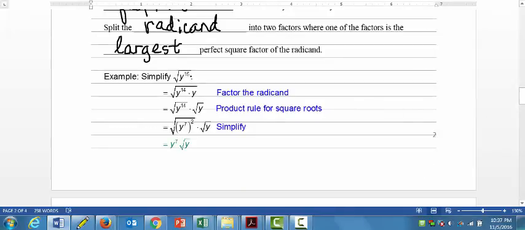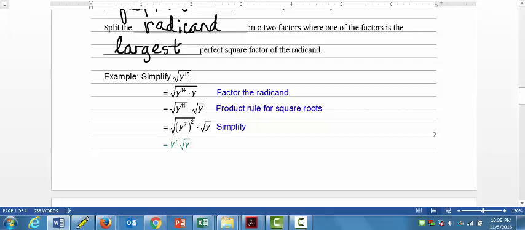So the square root of y to the 16th, y to the 15th is y to the 14th, the square root of y to the 14th times y. The product rule says I can write that as... and notice, anytime I'm taking a square root of an exponential, if the power is divisible by 2, then that exponential is a perfect square.